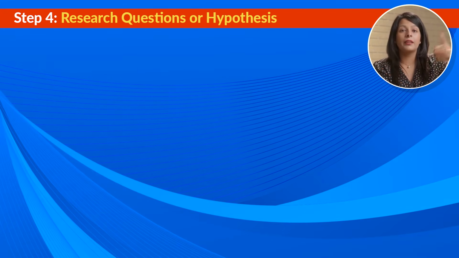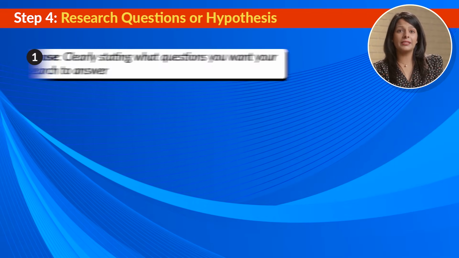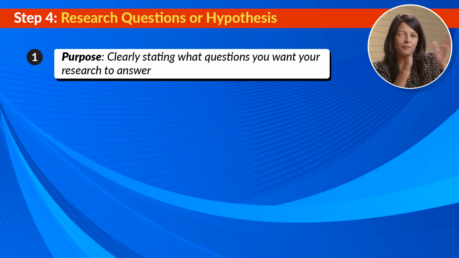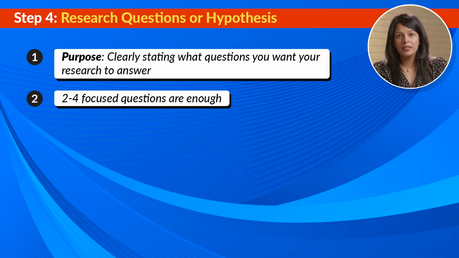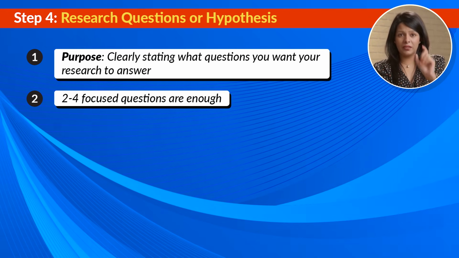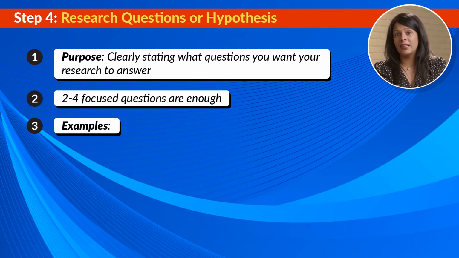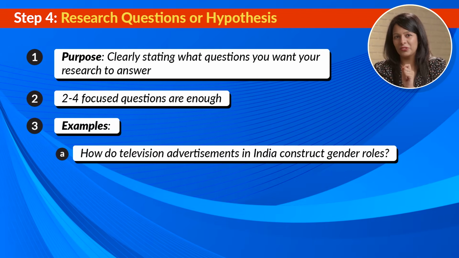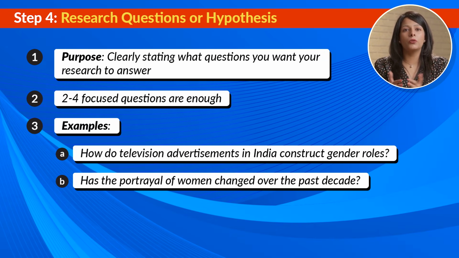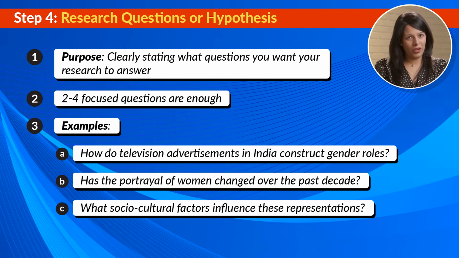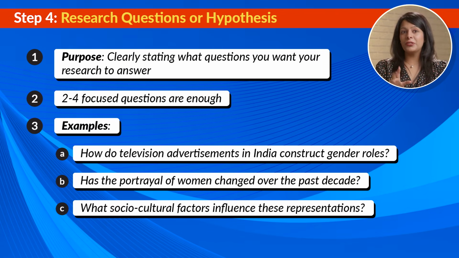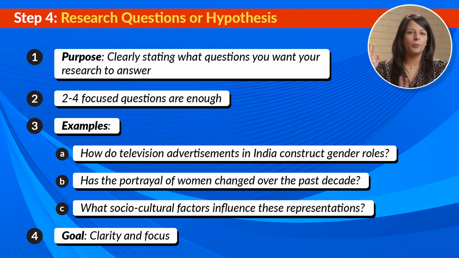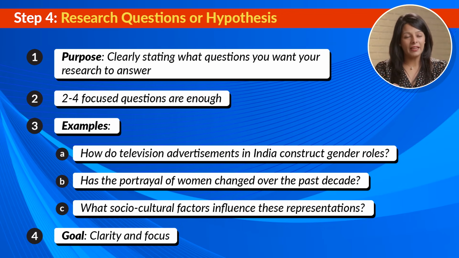Now we arrive at the research questions or hypothesis. This section is about stating clearly what questions you want your research to answer. You do not need a long list. Just 2 to 4 focused questions are enough. For example, you might ask, how do television advertisements in India construct gender roles? Has the portrayal of women changed over the past decade? And what socio-cultural factors influence these representations? If you're in a scientific field, you may write a hypothesis instead, but the goal remains the same: clarity and focus.